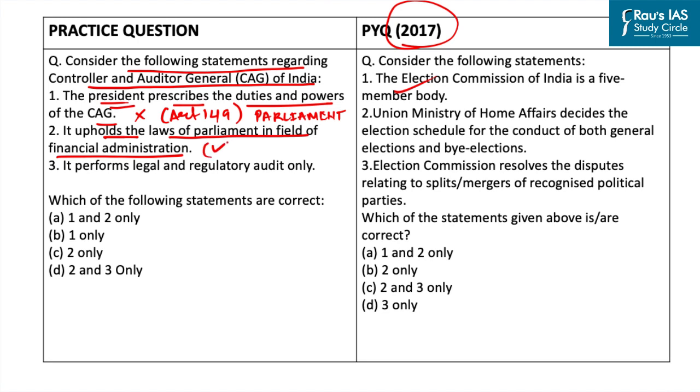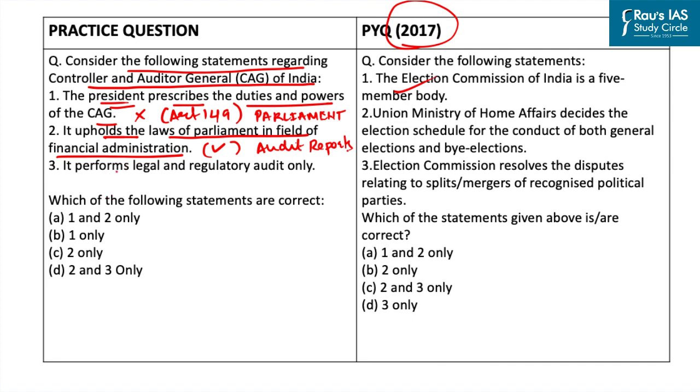Now this statement is correct, as the role of the CAG is to uphold the Constitution of India as well as the laws that are passed by the Parliament in the field of financial administration. The office of the CAG is important to hold the executive accountable to the Parliament in the sphere of financial administration, and this is done by presenting annual audit reports.